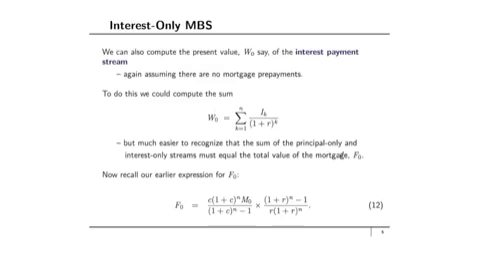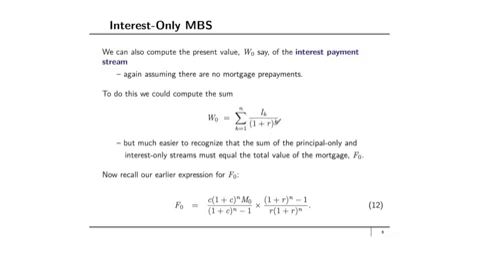Well, we could also compute the present value W0, say, of the interest payment stream, again assuming there are no mortgage prepayments. To do this, we could compute the following sum. We could set W0 equal to the sum of the interest payments suitably discounted by the risk-free rate, which is 1 plus r to the power of k.